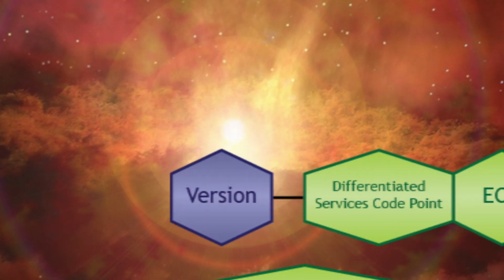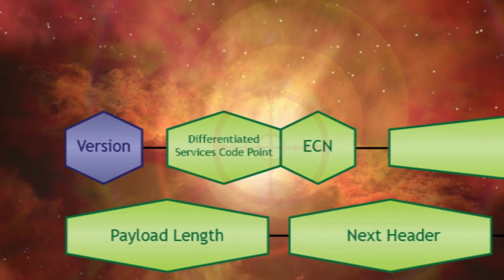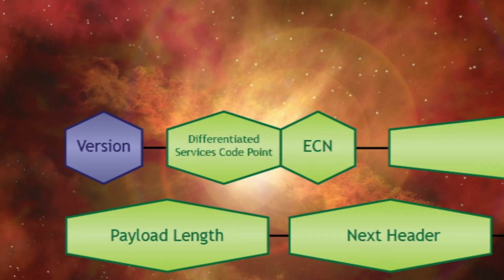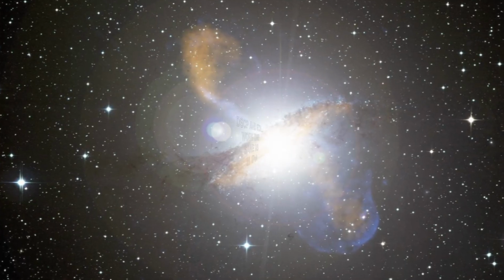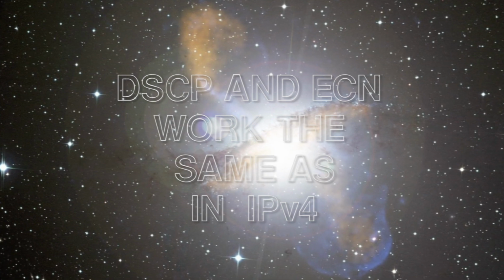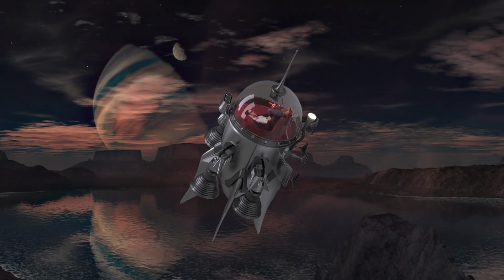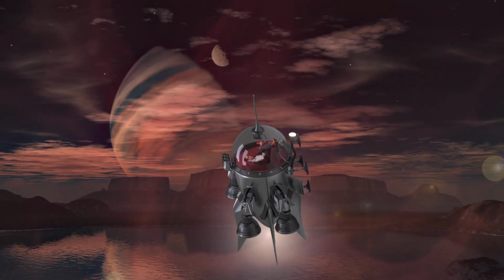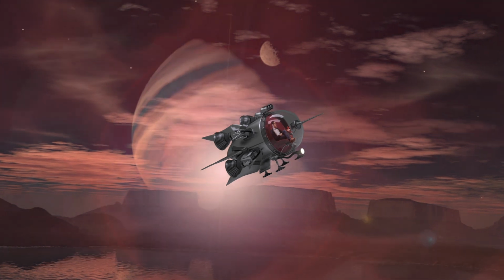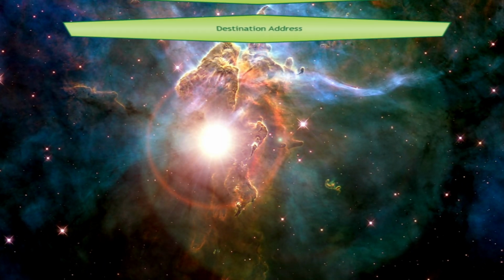Easy. Type of service field. The differentiated services code point is the next 6 bits, and the explicit congestion notification is the next 2 after that. The differentiated services code point uses exactly the same codes as IPv4 to classify different types of packets, and the ECN likewise works exactly the same way. Now we start to see some deviation.